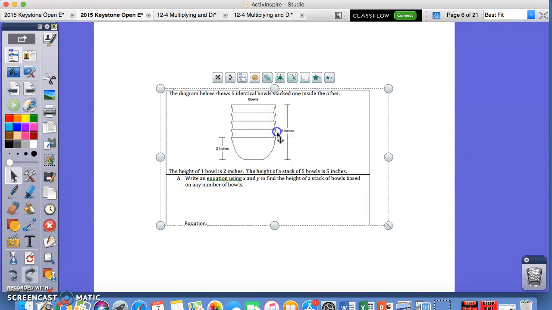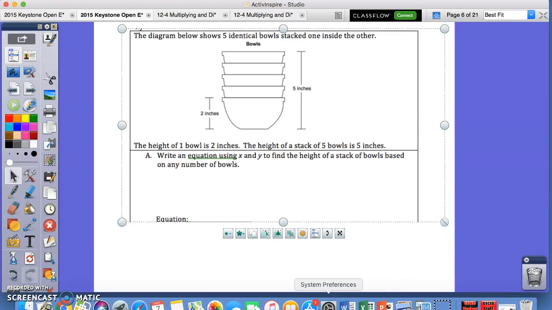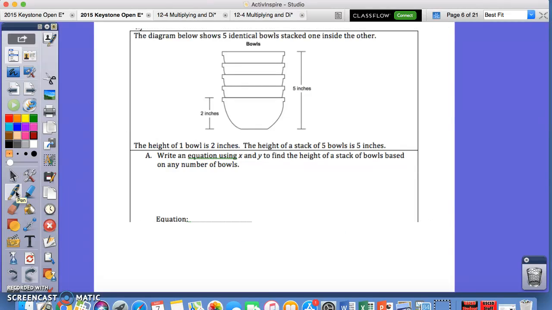Okay, for number 4, it says the diagram shows 5 identical bowls stacked one inside of the other. The height of one bowl is 2 inches, and the height of a stack of 5 bowls is 5 inches. You needed to write an equation using x and y to find the height of a stack of bowls based on any number of bowls.